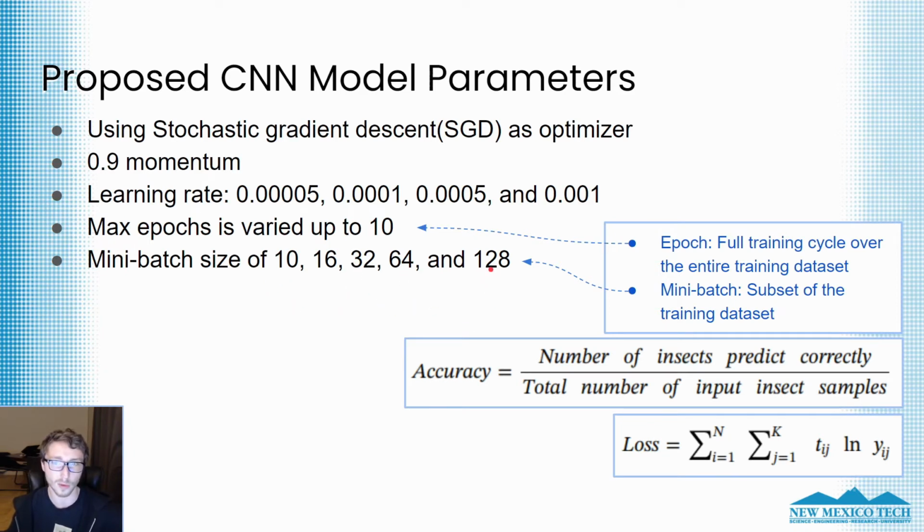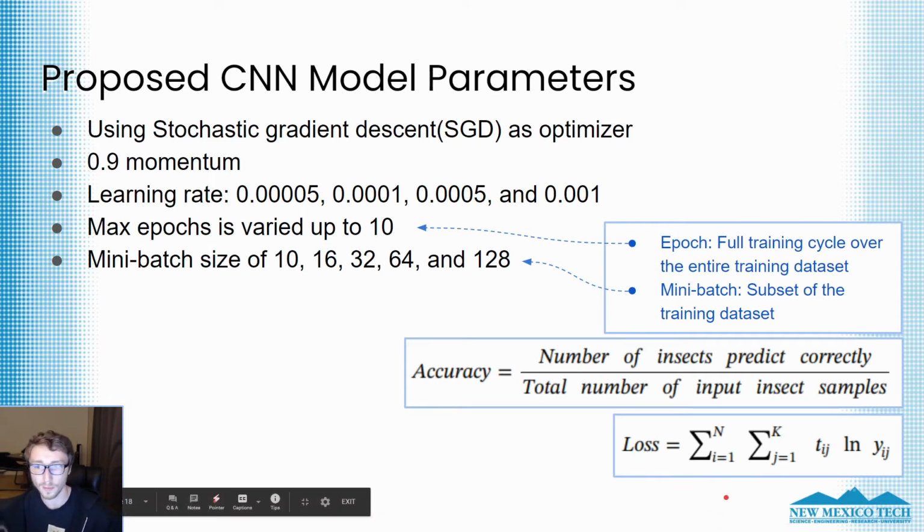The epochs is the full training cycle over the entire training dataset, while mini batches is the subset of the training set. Mini batches are used for evaluating gradient descent loss function and updating the weights. The accuracy is, of course, the number of insects predicted correctly over the total number of input insect samples. The loss function is given below.